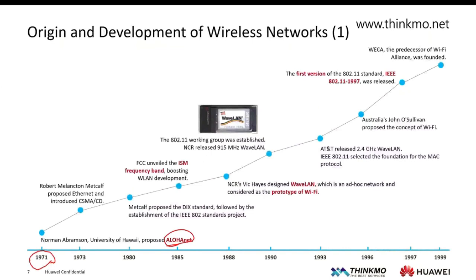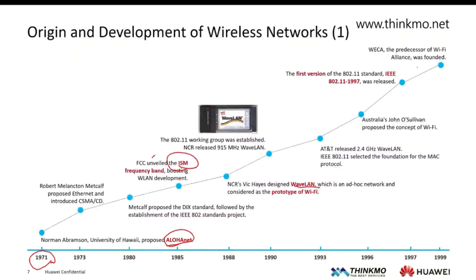In 1985, we welcomed the ISM frequency bands. The industrial, scientific, and medical frequency bands had already emerged, laying the foundation for our future wireless communications. By 1990, we finally had the first Wi-Fi prototype called WLAN. Moving into 1997, the IEEE released the first wireless network standard, 802.11. This marked the entry of wireless network technology into the standardization phase.